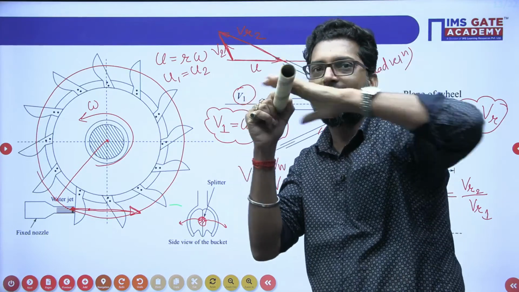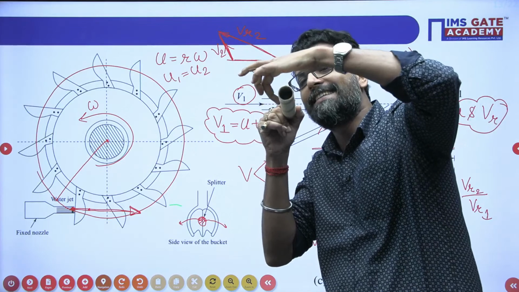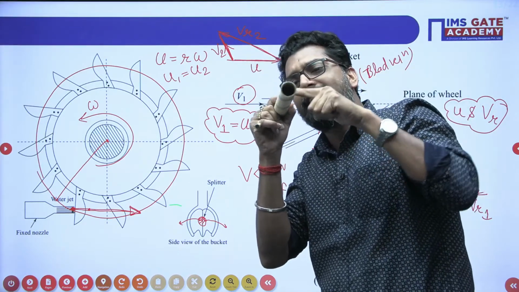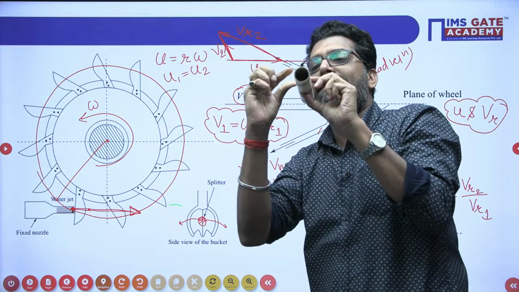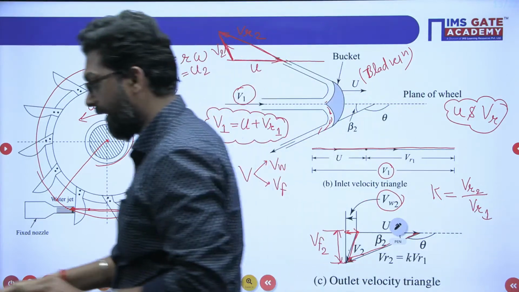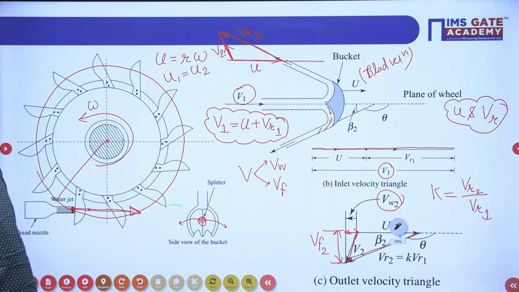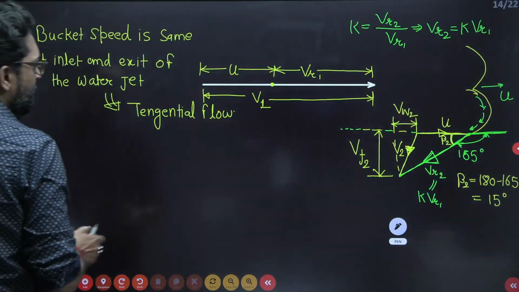This shaft will try to rotate. The flow, that means the flow at inlet and at its exit. So if the flow is tangent, the center distance at inlet is the same center distance at the exit. So the velocity u1 equals u2. So in this case, my dear, the tangential flow is there.